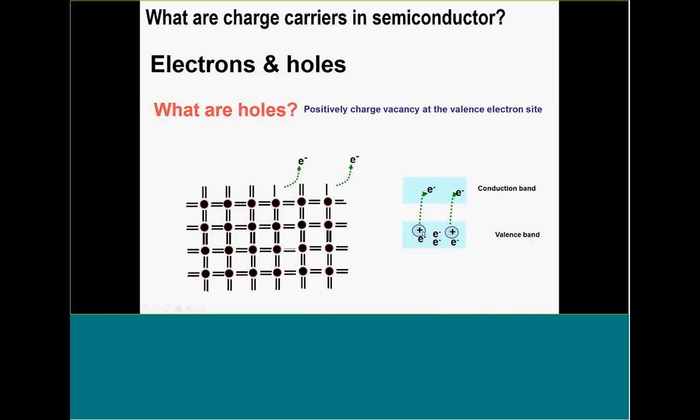So that's our holes. So remember now, the charge carriers in a semiconductor are electrons and holes. Electrons, of course, you know are negatively charged particles. Whereas a hole is a positively charged vacancy at the valence electron site.